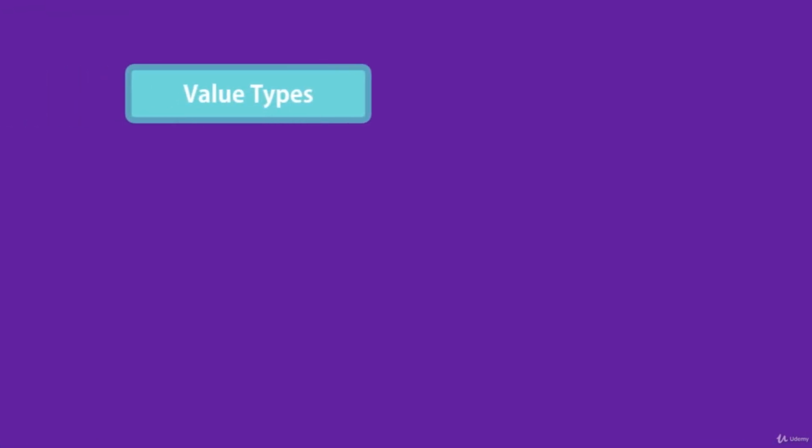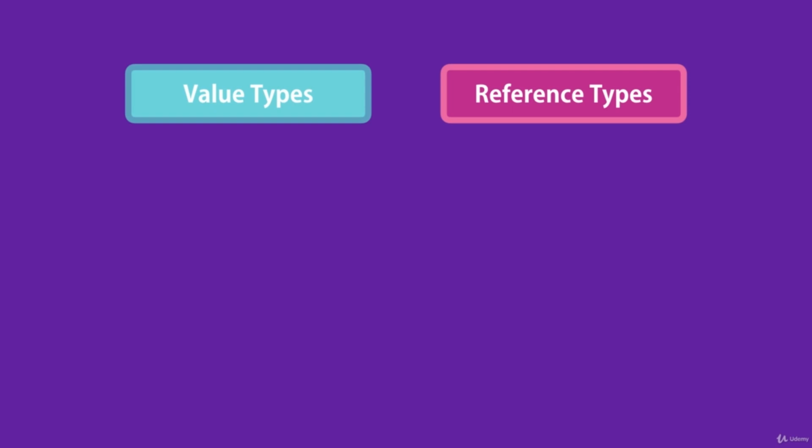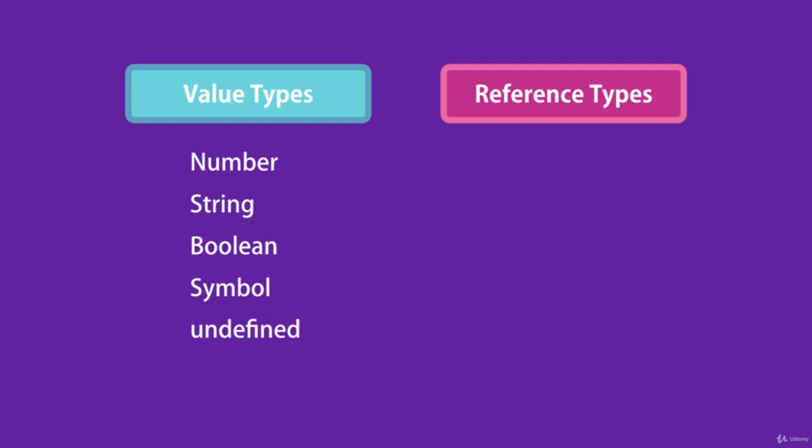In JavaScript, we have two categories of types. On one side, we have value types, also called primitives. On the other side, we have reference types. So in the value types category, we have number, string, boolean, symbol, which is new in ES6. We're going to look at that later in the course, as well as undefined and null. These are the primitive or value types. On the other side, we have objects, functions, and arrays.